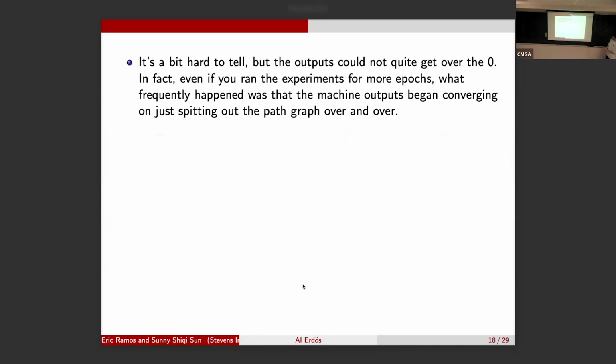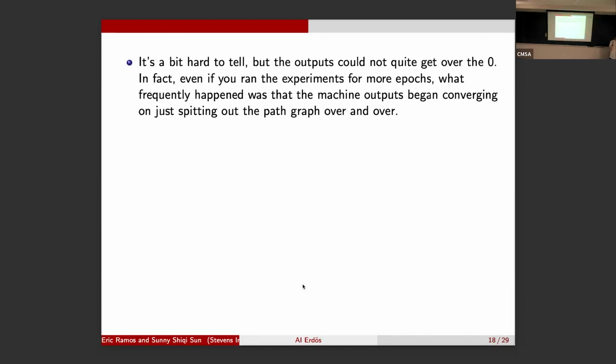Okay, it's a bit hard to tell, but the outputs cannot quite get over the 0. In fact, even if you ran the experiments for more epochs, what frequently happened was that the machine outputs began converging on just spitting out the path graph over and over again. As I said, just to the left of 0 is this spike where things are gathering, and that turns out to be the path graph. Running this for more epochs was not making things better. It was just making the transformer better at printing the path.